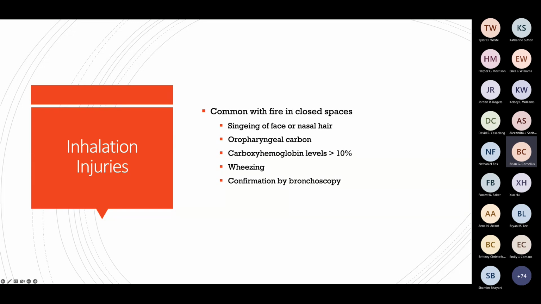From a laboratory standpoint, you can get a carboxyhemoglobin. Some of us are able to get those on our point of care ABGs, and you may see your carboxyhemoglobin level is greater than 10%. Assessment wise, you may hear that they're wheezing. And finally, if you're really wanting to move on to confirmation or you're in doubt, you can always do a bronchoscopy. Usually, if we have somebody that's presenting like they have an inhalation injury, we're going to go ahead and treat them as such. If we are a little too aggressive, it's a lot better off than being under aggressive on these patients and losing an airway.